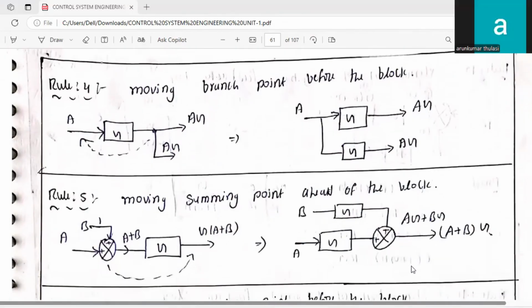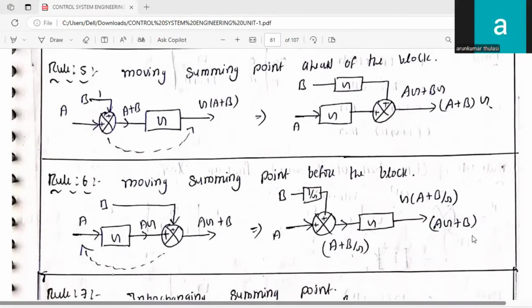Now rule number 5, moving the summing point ahead of the block. Up to now we saw the branch point moving ahead and before. Now we'll see the summing point. The summing point is available here. We have to move this summing point ahead of the block G. Now here the gain is 1. When it is moving from here to here, the gain changes to G. Final output is G into A plus B. So here also we are getting G into A plus B. So this is rule number 5.